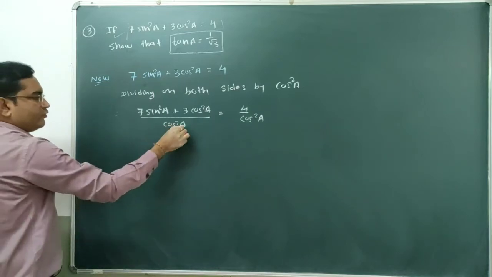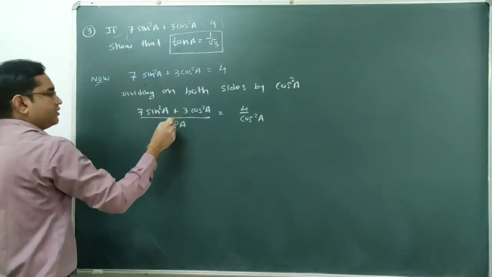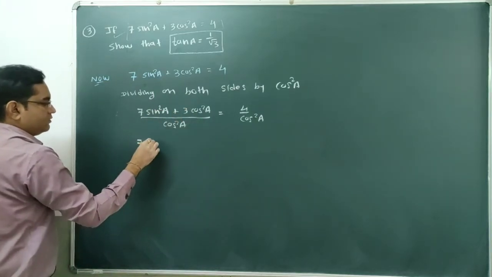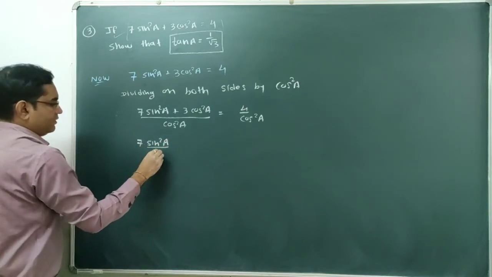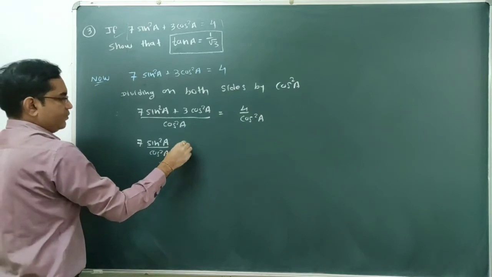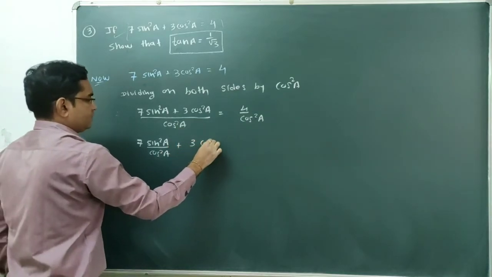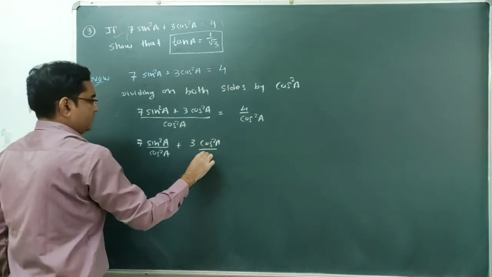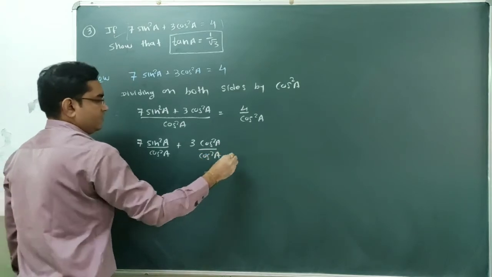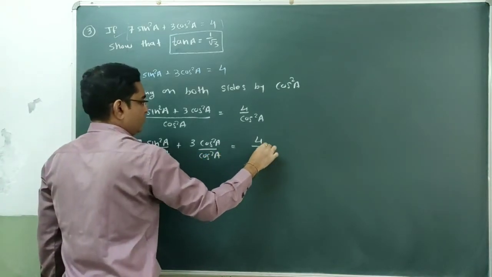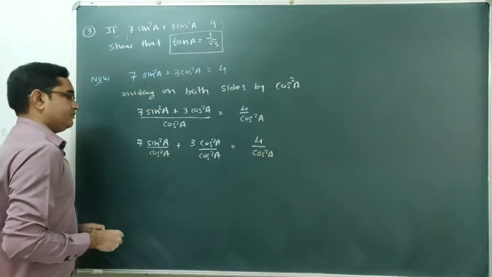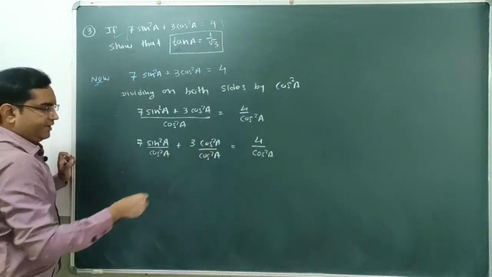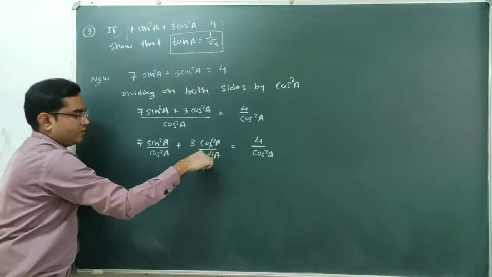Now we can write this cos square a separately in the denominator of both the terms. So it's 7 sin square a divided by cos square a plus 3 cos square a by cos square a, and this is equal to 4 upon cos square a. So it will be sec square a in the very next step. So this cos square a cancels.